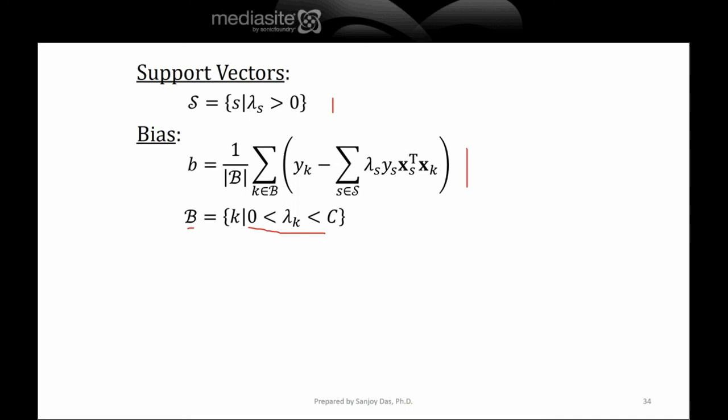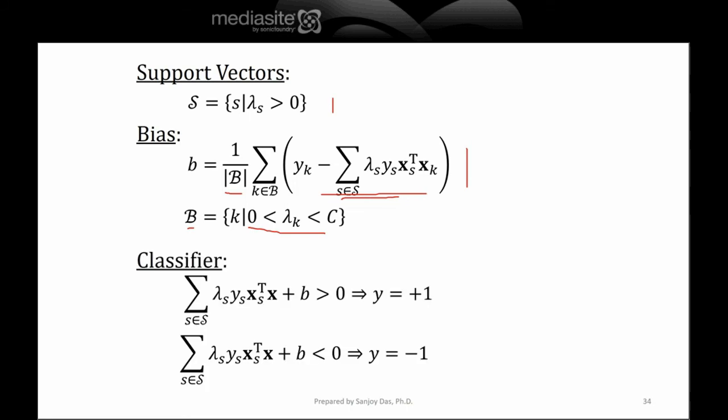This is the average of all such points. Instead of taking one point and computing the b, due to numerical reasons, we collect the set of all points for which lambda is between 0 and c, and then compute the bias as the average of what each point yields. And with that, the classifier is ready as usual. Once the bias is obtained from this expression, then we can do the classification as in the previous case.